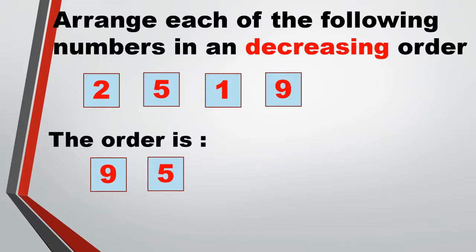Now, we have 2 numbers left. Which number will come before 5? 2 or 1? It cannot be 1 because it is the smallest number here. So, 2 comes before 5. And finally, the smallest number, 1, will come. So, decreasing order is 9, 5, 2, 1. We are going downward. Understood?